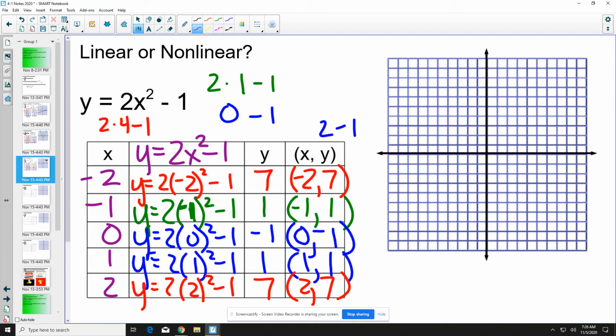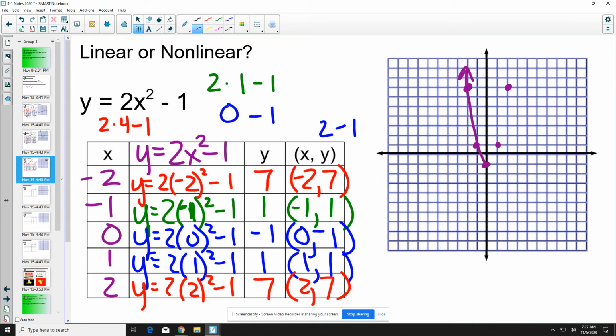All right, you should already have your graph drawn, your x and y axis. If not, pause, and when you get done, hit play. All right, let's graph these points. -2, 7 means go left 2, up 7. Go left 2, up 7. -1, 1 is left 1, up 1. If I'm going too fast, pause the video and then hit play when you get caught up. 0 means don't go left or right and then go down 1. When I graph 1, 1, I go right 1, up 1. And 2, 7 is right 2, up 7.